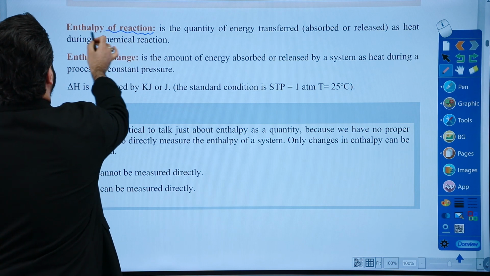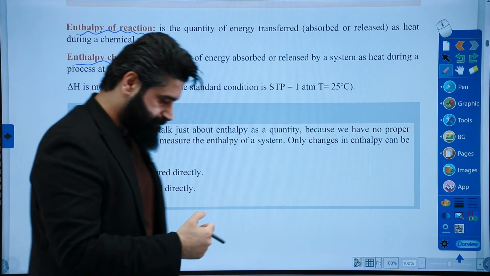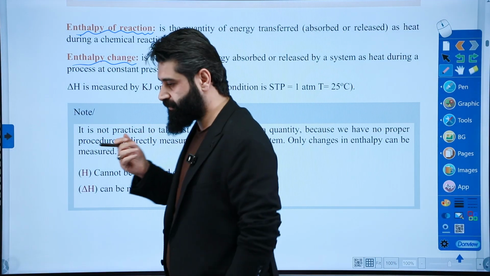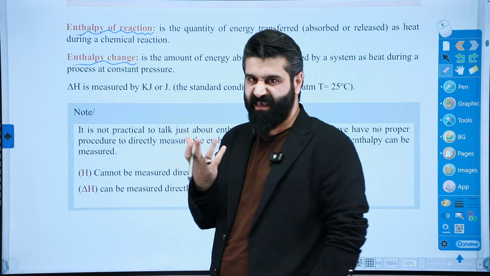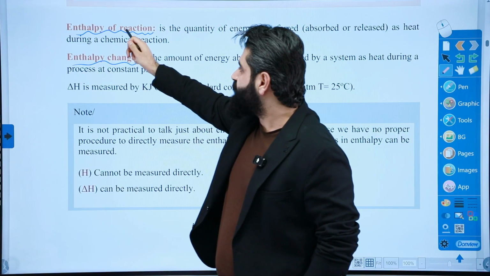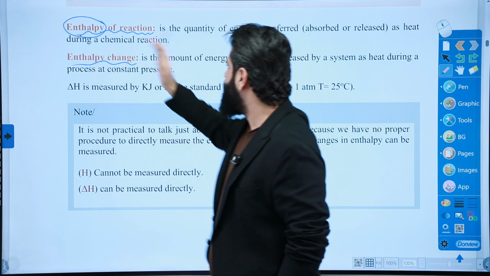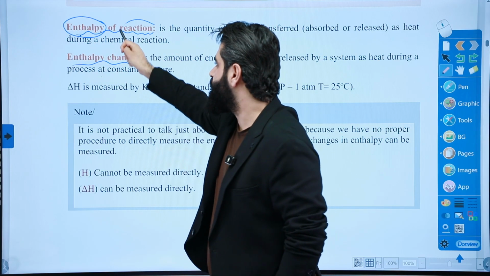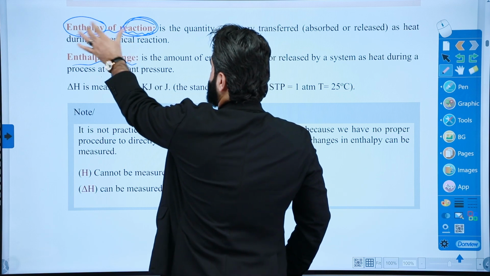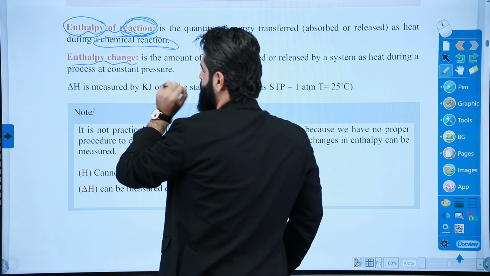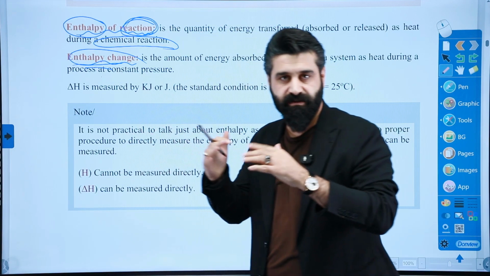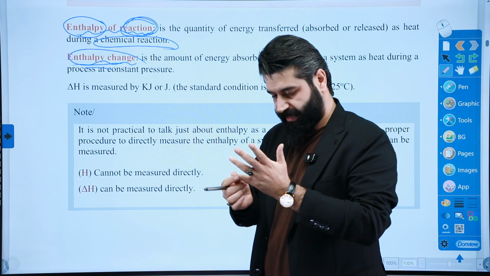We have two closed terms, which are enthalpy of reaction and enthalpy change. First of all, the term enthalpy. Enthalpy means something like heat. Okay? It's heat. H-E-A-T, heat. Enthalpy of reaction means the amount of energy transferred during a chemical reaction. This term is specific for the chemical reaction. But enthalpy change is for any process at constant pressure. The process can be chemical reaction or physical change.